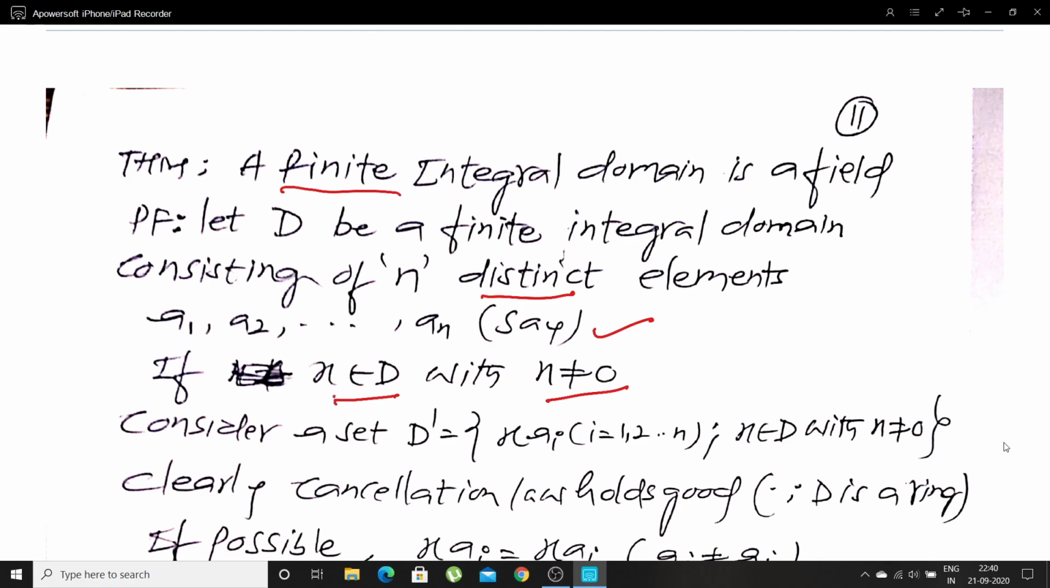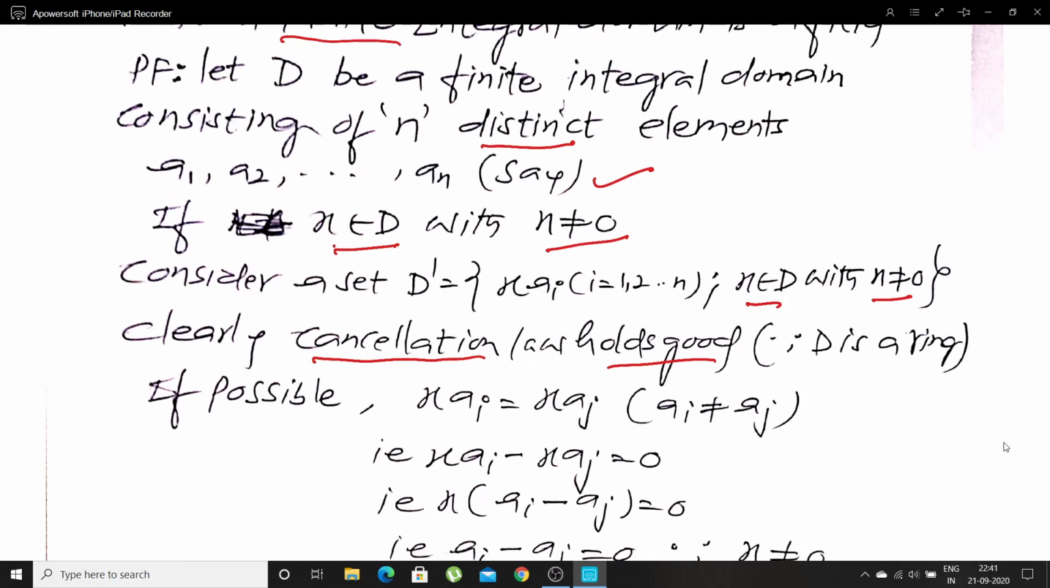We know that x is a member of D with the condition x not equal to 0. Since it is a finite integral domain, that means it is an integral domain, I mean it is a ring. Since it is a ring, the cancellation law always holds good. Let me prove this theorem by the contradiction method. Suppose x dot ai is equal to x dot aj.